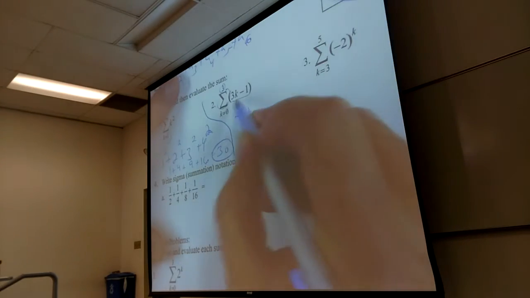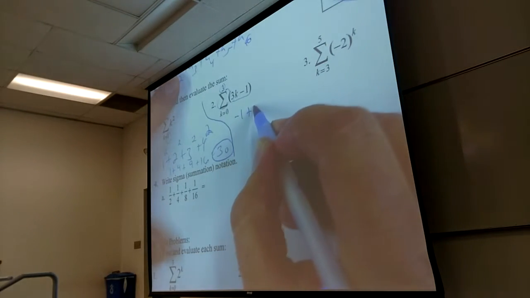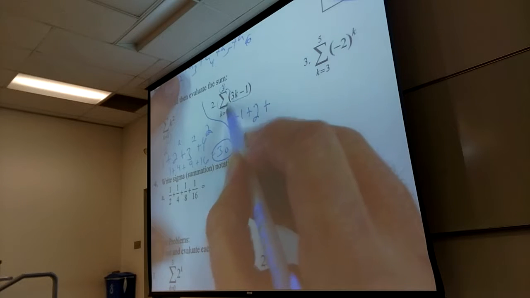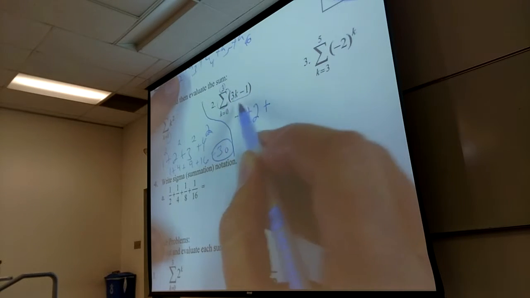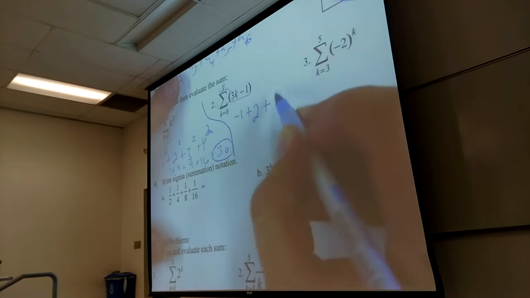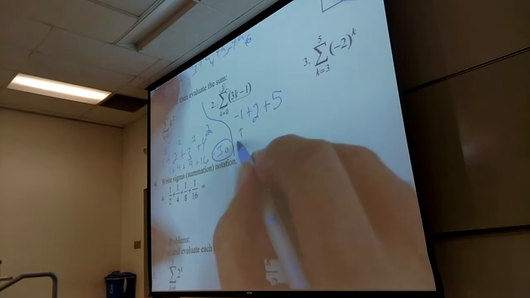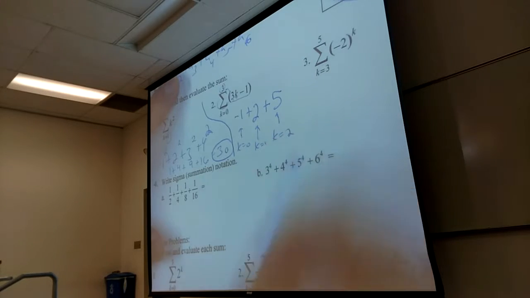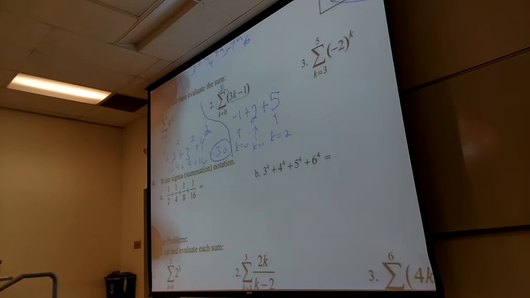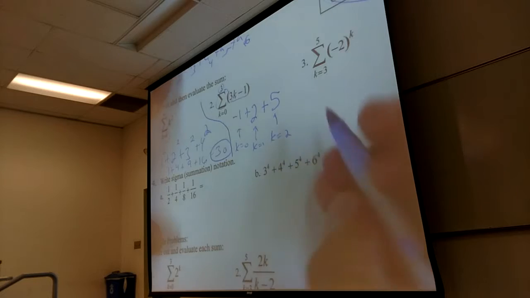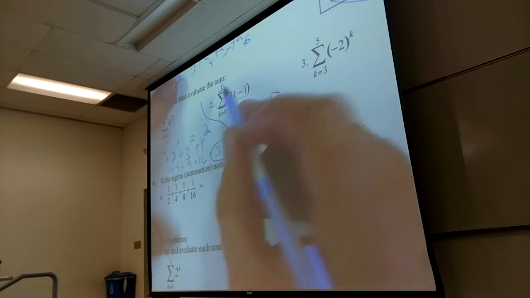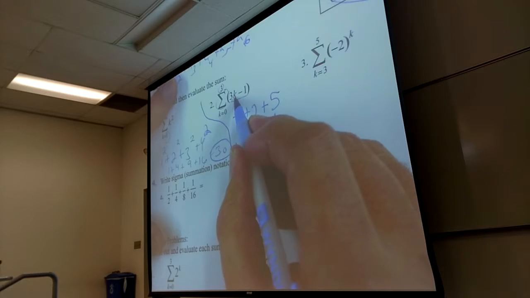So when I plug a 1 in, I get 3 times 1 minus 1, which is 3 minus 1 is 2. Plus, now I want to plug a 2 in. 3 times 2 is 6 minus 1 is 5. You can even make little notes for yourself: this is k equals 0, this is k equals 1, this is k equals 2, so you don't miss anybody. And then if I let k be 3, I'll be done making sequence elements.